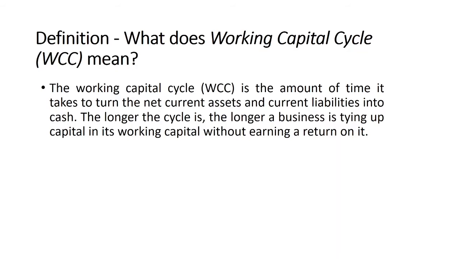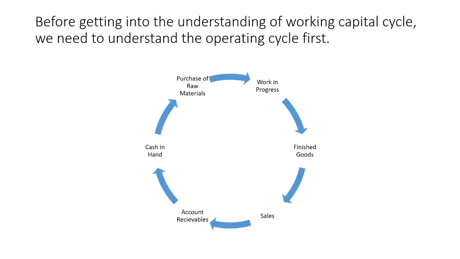So today we are going to cover the concept of working capital cycle in the course of financial management. We'll start with the definition. What does working capital cycle mean? The working capital cycle is the amount of time it takes to turn the net current assets and current liabilities into cash. The longer the cycle is, the longer a business is tying up capital in its working capital without earning a return on it, right?